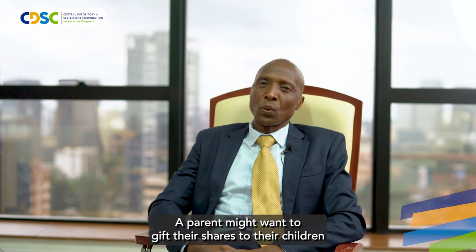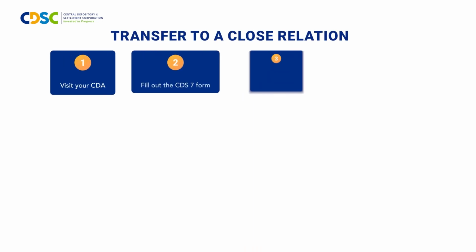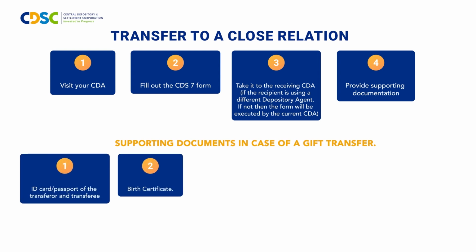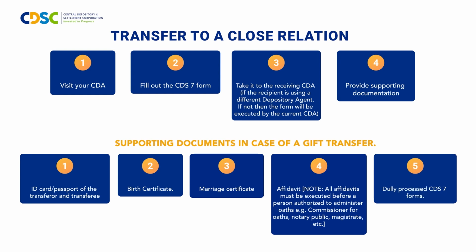A parent might want to give their shares to their children, and for one to be able to do a gift transfer, or to give the shares to their relative, they will need to process a CDS transfer form, which we call a CDS7 form. They also need to do an affidavit confirming that they want to transfer or to gift the shares to the beneficiaries or to their close relative.